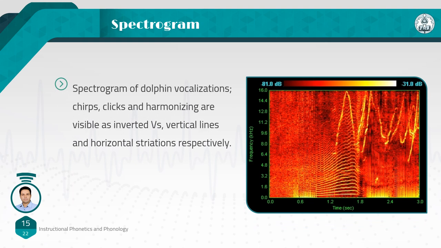Here is an example of a spectrogram of dolphin vocalizations, like whistles, clicks, and harmonics, which are visible as vertical lines and horizontal bands, respectively.